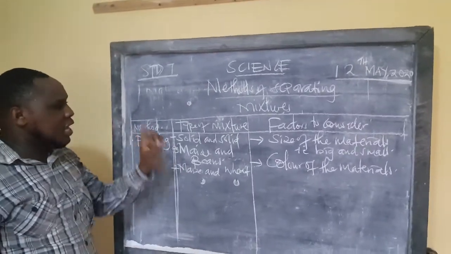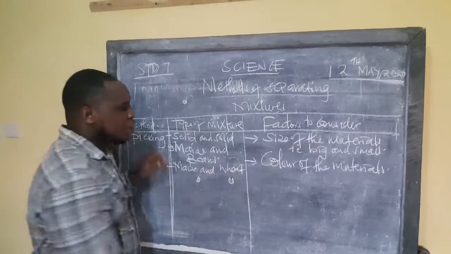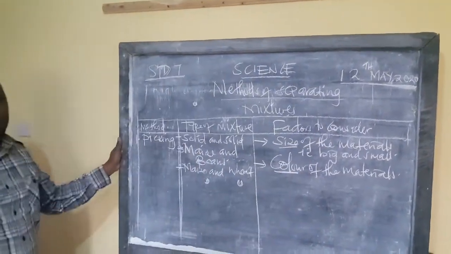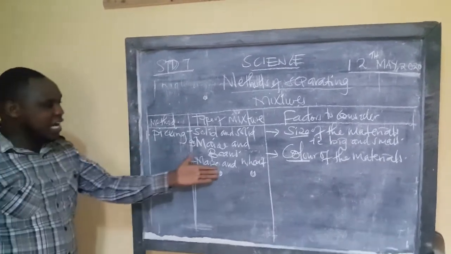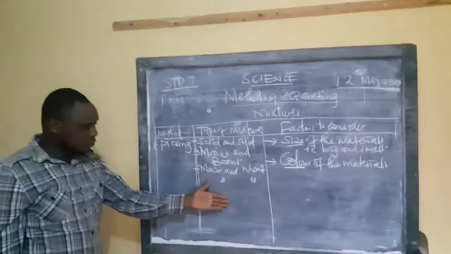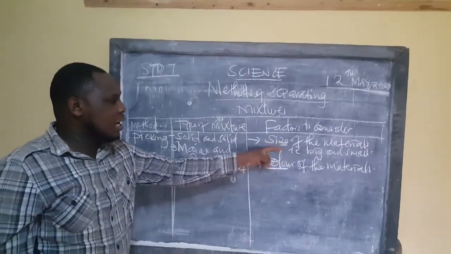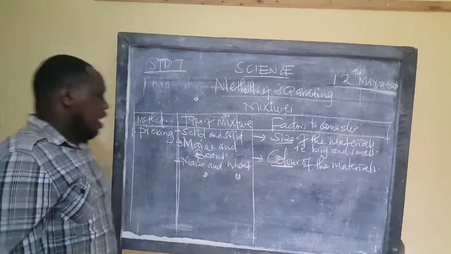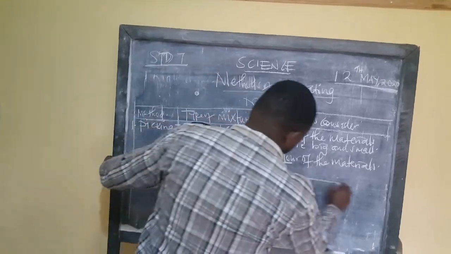But consider this. Look at the factors to consider. These are very, very important. So here we consider size and then color. I hope, learner, you have understood. You can add more examples of mixtures that are solid and which have these characteristics, size and color.